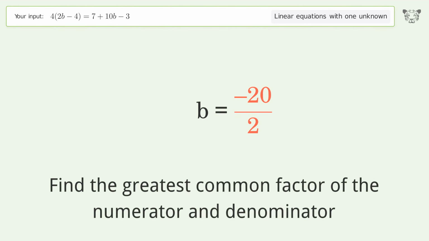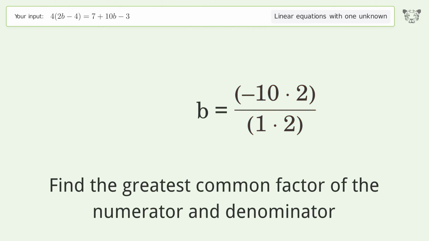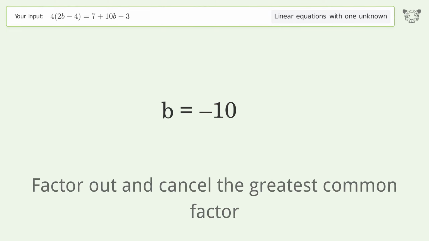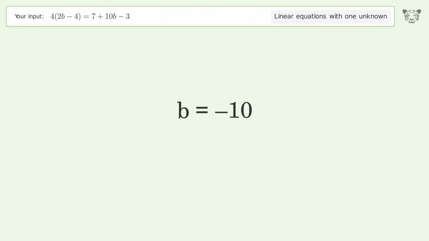Find the greatest common factor of the numerator and denominator. Factor out and cancel the greatest common factor. And so the final result is b equals -10.